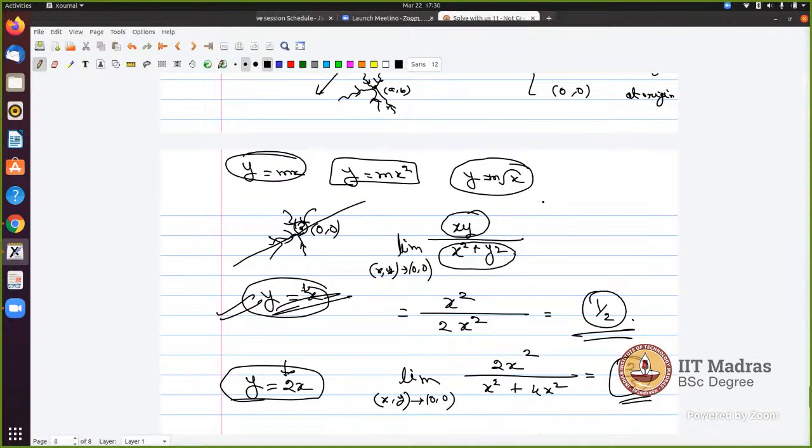So when we substitute all these curves, it should be independent of m. It should not have any m. No, I am saying in these cases, if you replace this curve and the result is dependent on m, then the limit does not exist. If the limit exists, you cannot use all this technique. Then you have to use your squeeze theorem or sandwich theorem or inequality to show it.